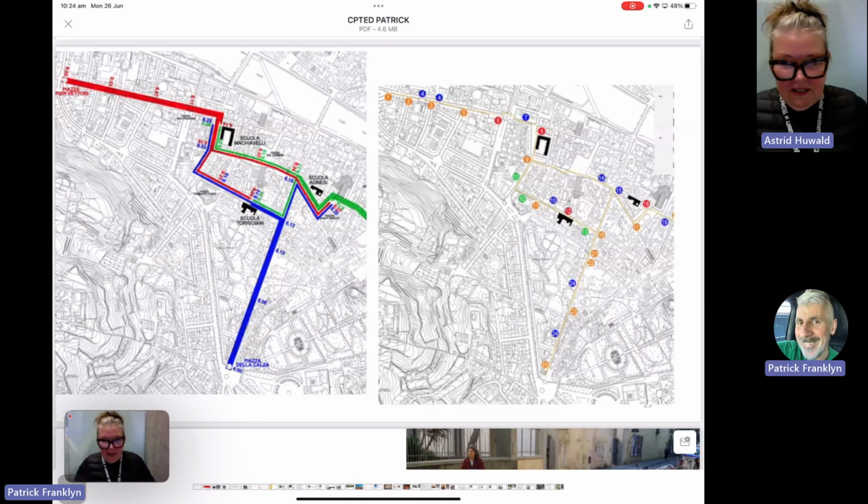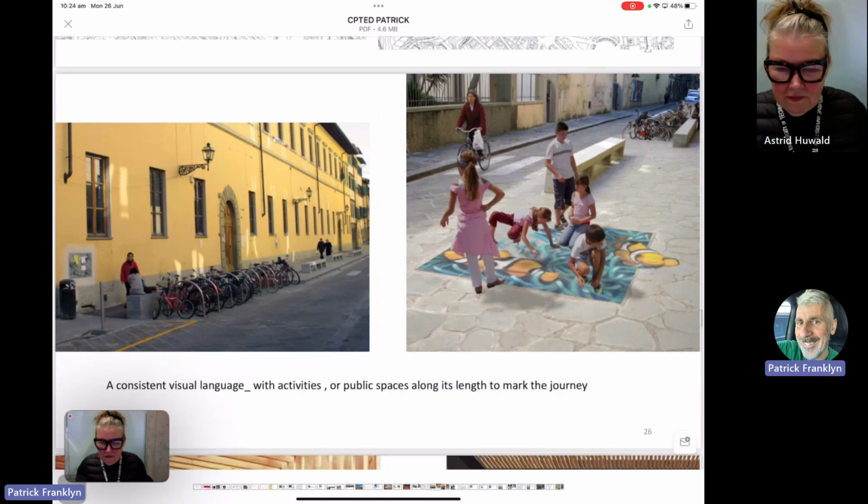Oh, that's more of the Petty Bus. It's a very good project to look at, the Petty Bus. Oh, here we go. Yes. A consistent visual language. You know, that's the necklace, but punctuated along the way.